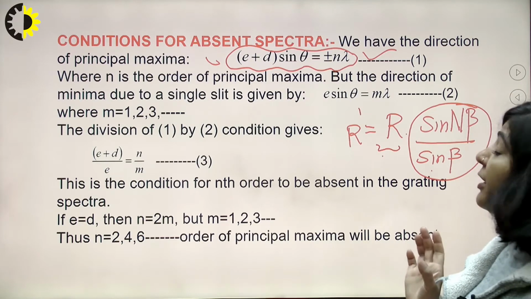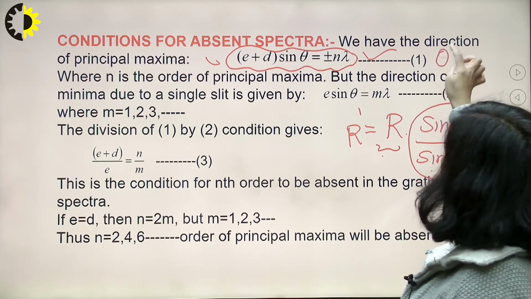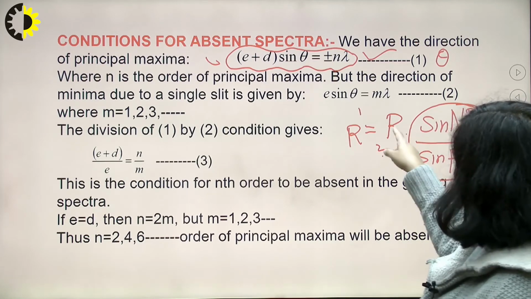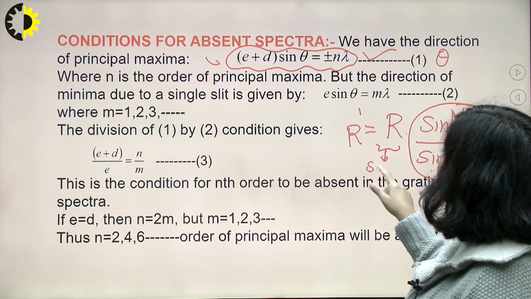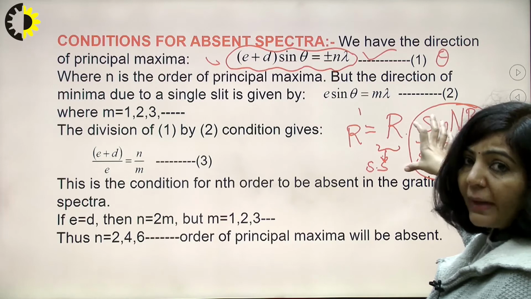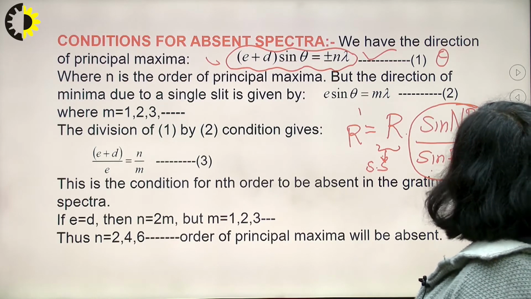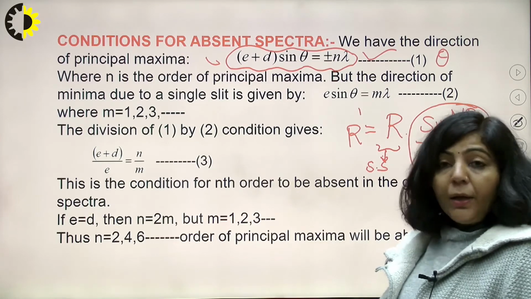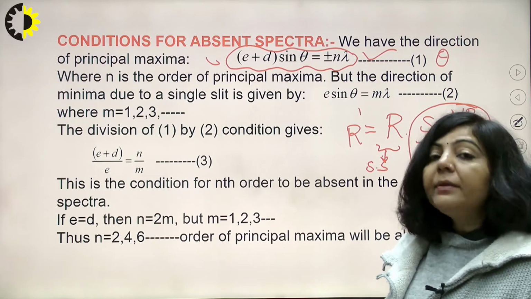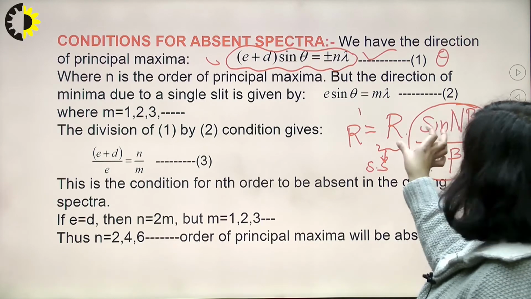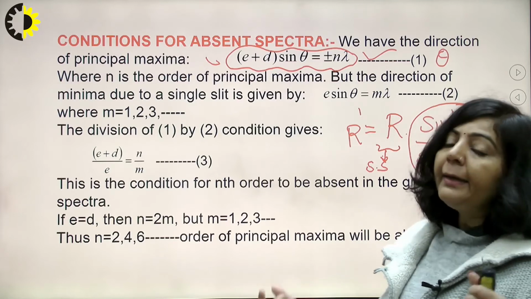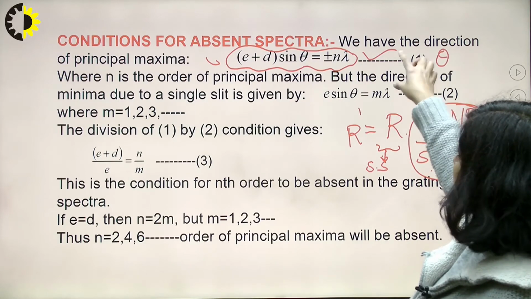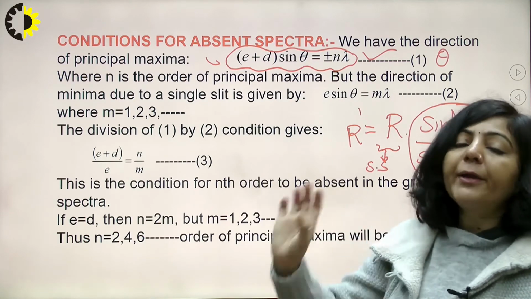So you can see from equation number 1 that you are observing your nth order maxima at theta angle of diffraction. And the first factor, the contribution of single slit, is giving you maxima, and you know its maximum value will be capital N. But if the first factor, the contribution of single slit, is giving you minima at the same point, then the resultant will be equal to 0. It means in that case, that particular nth order maxima, for which you had condition number 1, will be missing.